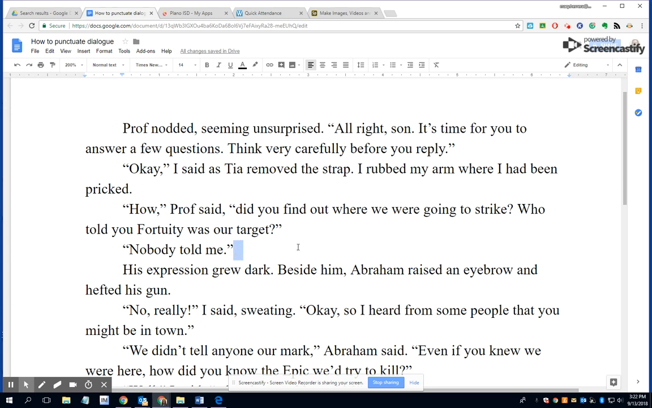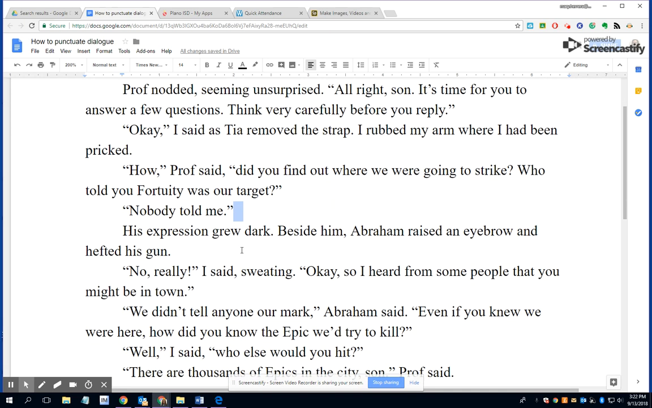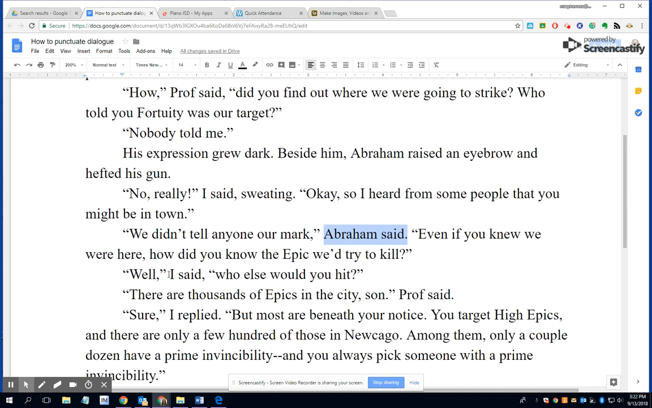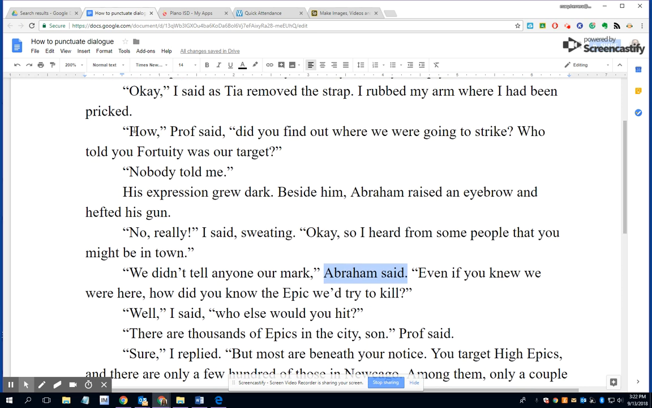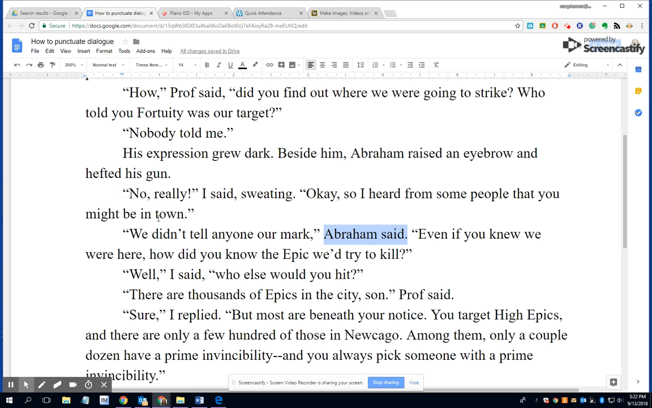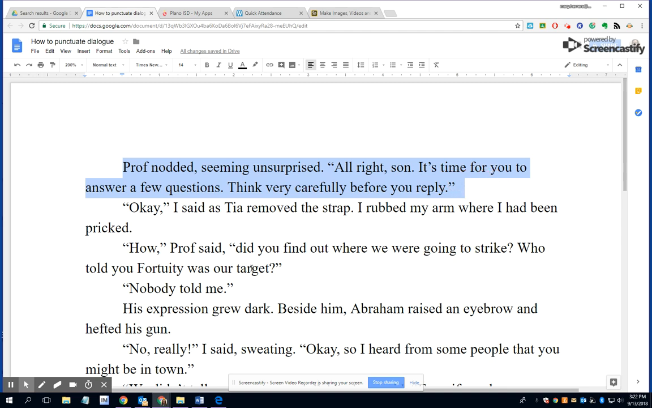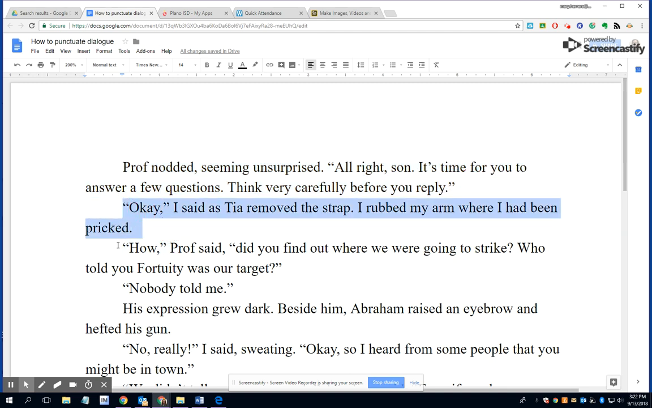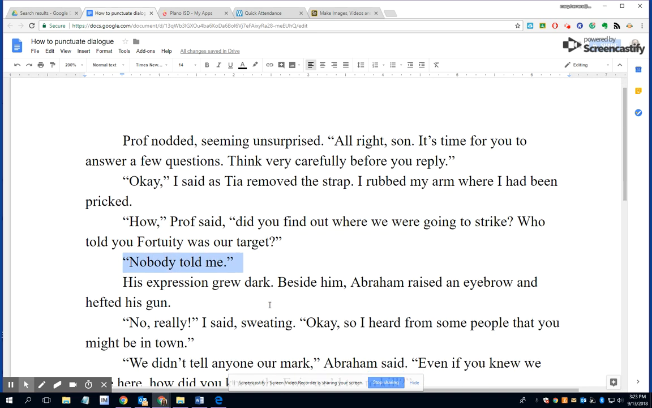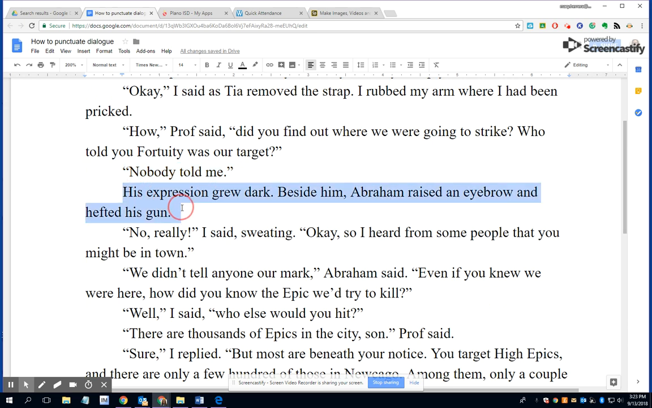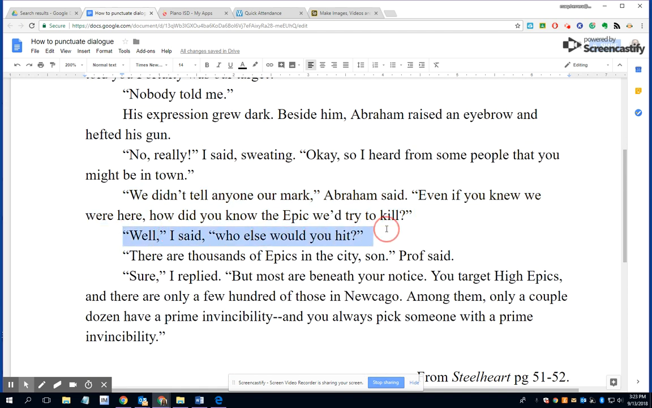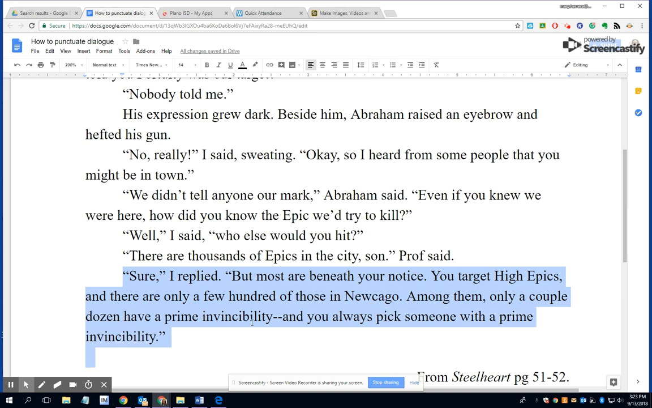If you're going back and forth several times between two people, you don't need a tag all the time. If there's ever any confusion or somebody else walks in, then you need to start tagging it again when there's 3 people in the room. That way you know who is speaking. Okay? Anytime a new person starts speaking, you have to start a new paragraph. So if you'll notice, Prof said this, the I character said this, Prof said this, the I character said this. And then this is just exposition here. And then I said this. And then Abraham said this. And then I said this. And then Prof said this. And then I said this. Okay, so do you see how there's a new paragraph each time a person starts talking?